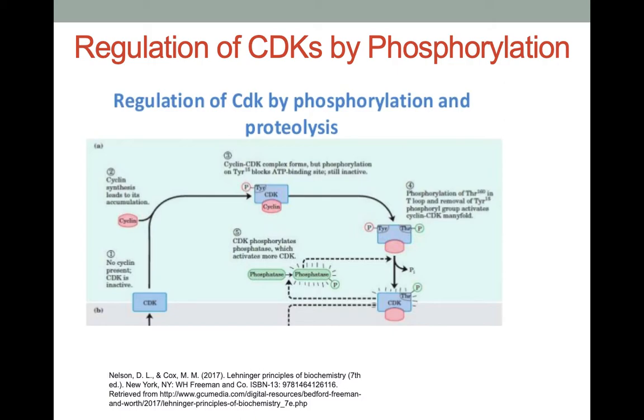So tyrosine 15 is in an inactive state when it's phosphorylated, whereas threonine 160 is activated when it's phosphorylated. And we can see that in the diagram here. So we have cyclins produced, and the cyclin-CDK complex forms, but phosphorylation on tyrosine blocks the ATP binding site, so it's still inactive. Once we get the phosphorylation of threonine 160 and the T-loop removal, then that tyrosine 15 can be dephosphorylated, and we move through the process and continue there.